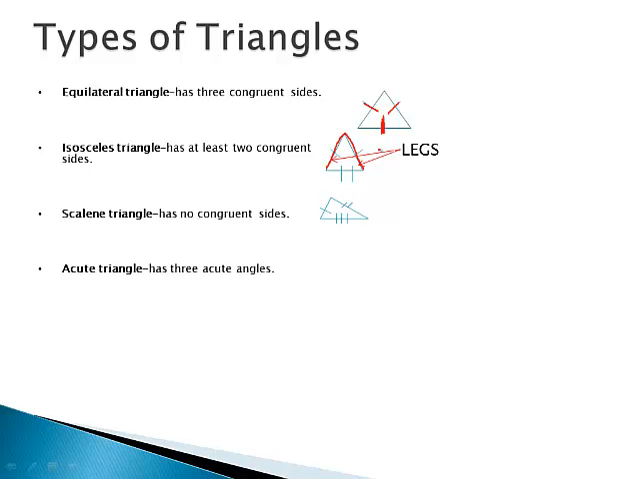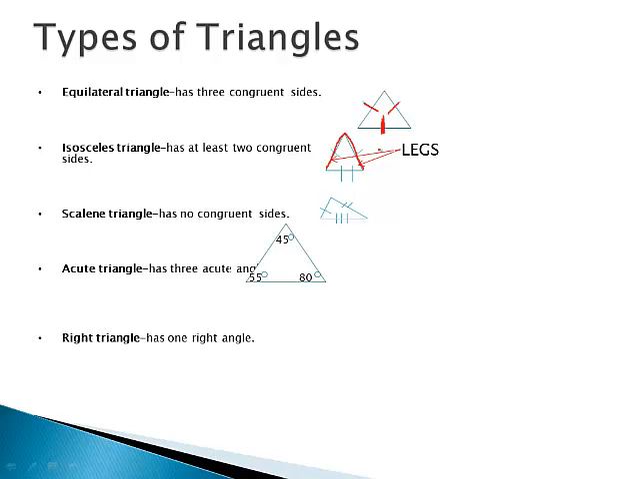Now what about by angles? Acute triangle. That's going to have three acute angles as their vertices. So, for example, you could have a 55, 45, 80. All those numbers add up to 180 degrees, so that means it creates a triangle. And all of them are less than 90 degrees, which means that they are acute. So it would be an acute triangle.